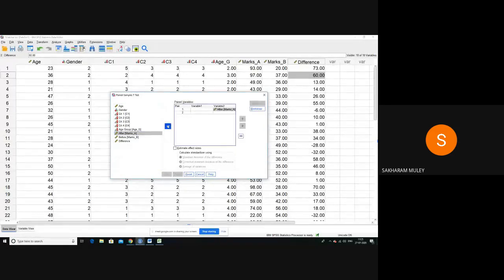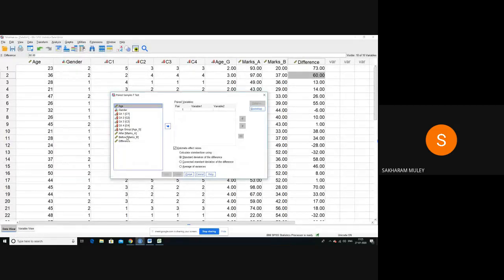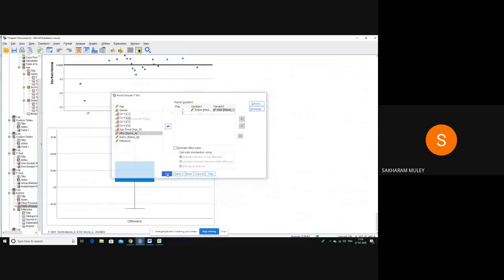I will repeat the complete procedure. So it is Analyze, Compare Means, and Paired Sample t-test. If you select the variables, it will take them as after and before. That's why I avoid selecting them that way, because I want the first variable as before and the second variable as after. So I have selected them independently. I don't want effect size, 95% confidence interval, that is 5% level of significance, and you click OK. You will get your results.